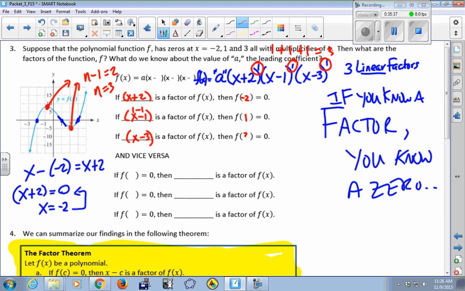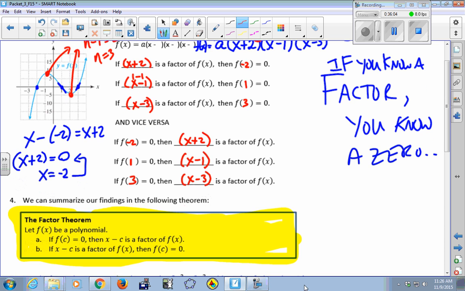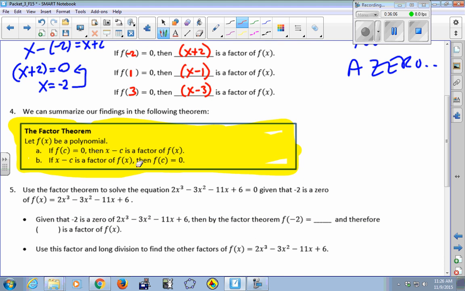3. Now vice versa. If f of negative 2 is a 0, if you know a 0, you know a factor. Because x take away a negative 2 becomes x plus 2. If 1 is a 0, then x minus 1 is a factor. If 3 is a 0, then x minus 3 is a factor. So if you know one of these, you know the other. And that's exactly what this factor theorem tells you.